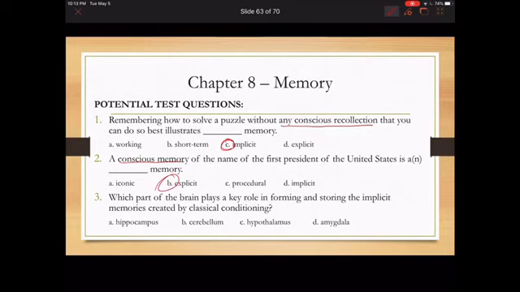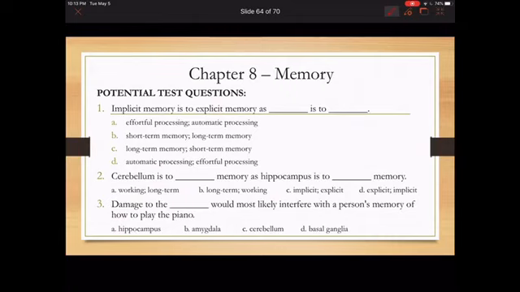Which part of the brain plays a key role in forming and storing the implicit memories created by classical conditioning? So that's how we know that it's cerebellum. Cerebellum and not basal ganglia. Implicit memory is to automatic processing, as explicit memory is to effortful processing. Cerebellum is to implicit memory, as hippocampus is to explicit.